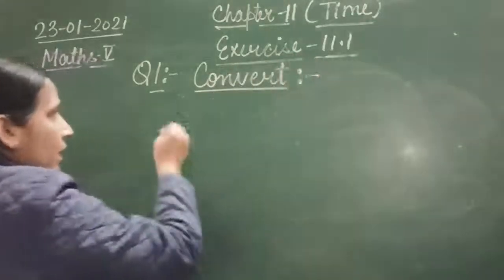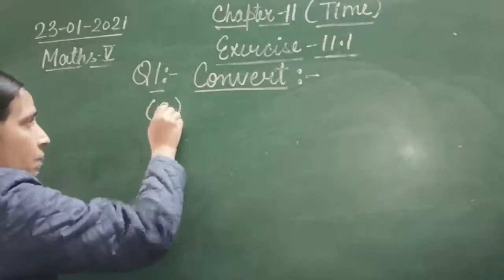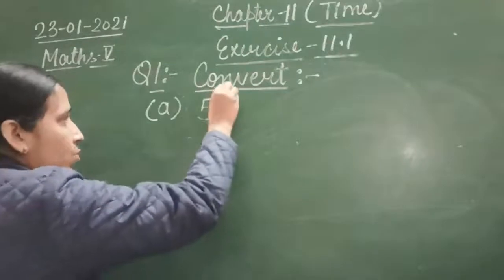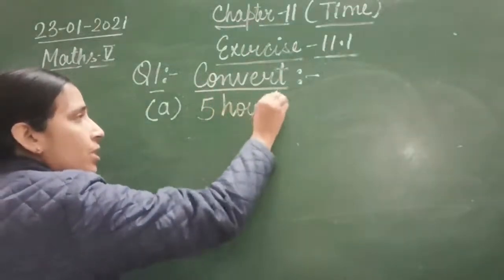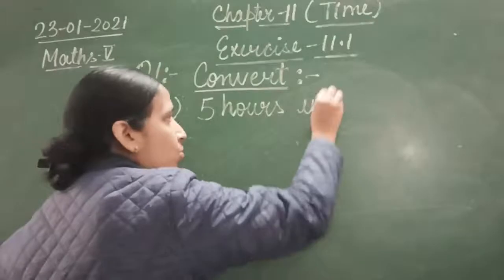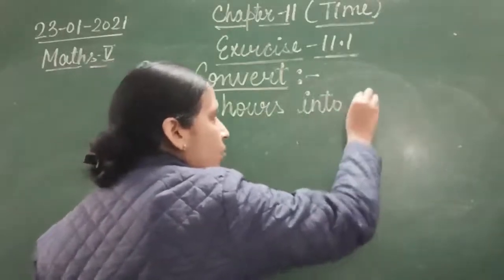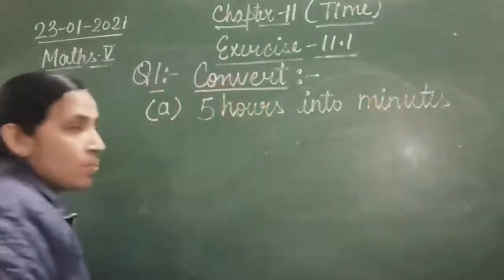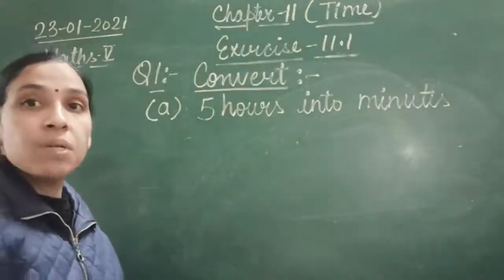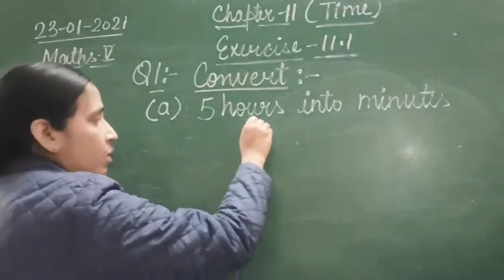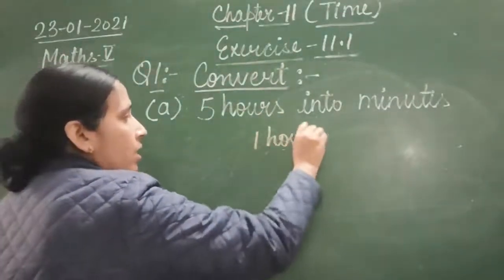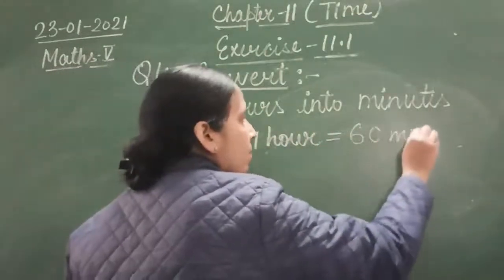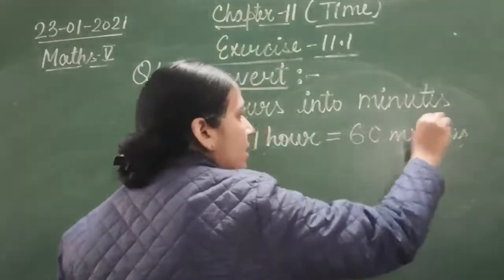Convert, that is A part. A part is 5 hours into minutes. The first one is quite simple, that only we are going to take today. 5 hours into minutes. So what are we supposed to do first? Find the relation between hours and minutes. We know 1 hour is equal to 60 minutes.